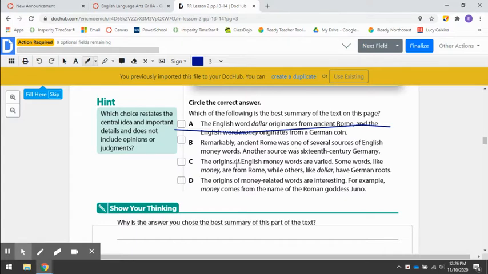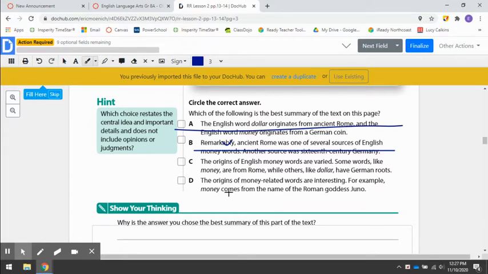B, remarkably, ancient Rome was one of several sources of English money words. Another source was 16th century Germany. Well, again, we have this word remarkably, which is an opinion, right? So we know that B can't be the right answer because it has an opinion in there. C, the origins of English money words are varied. Some words, like money, are from Rome, while others, like dollar, have German roots. Okay, that one's a little bit more simple, but there weren't any opinions in it, and it had correct information. So that one's a maybe so far.